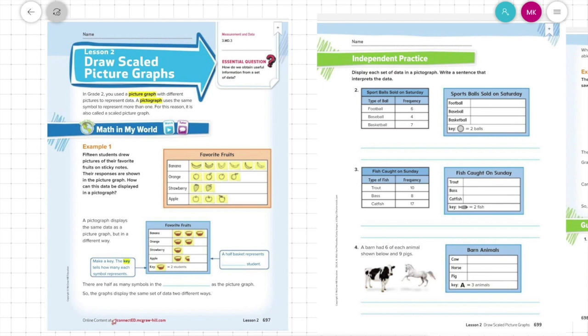So in 2nd grade, you used a picture graph with different pictures to represent data. A pictograph uses the same symbol to represent more than one. For this reason, it is also called a scaled picture graph.